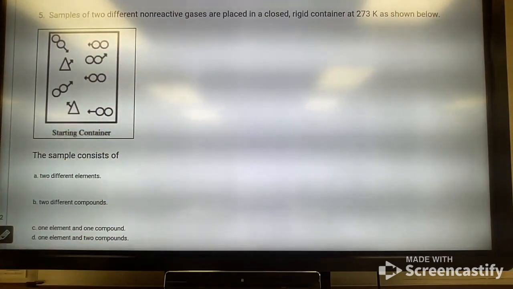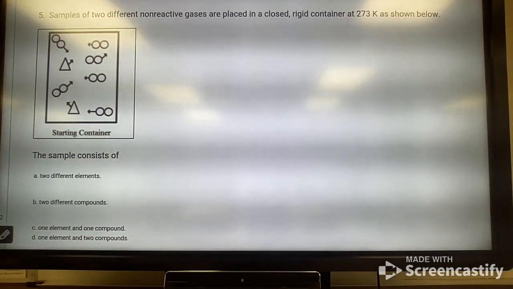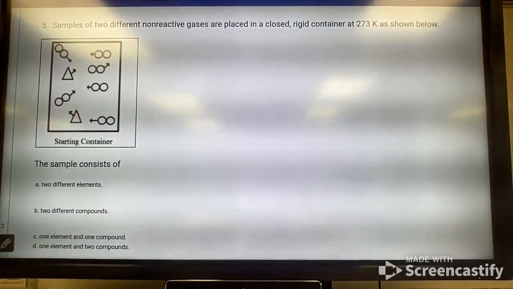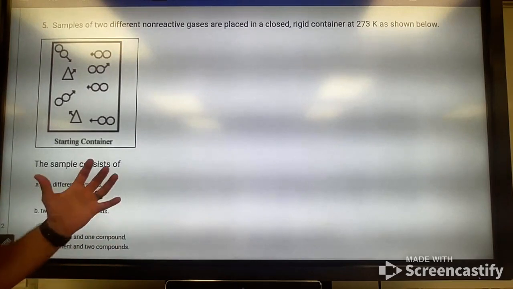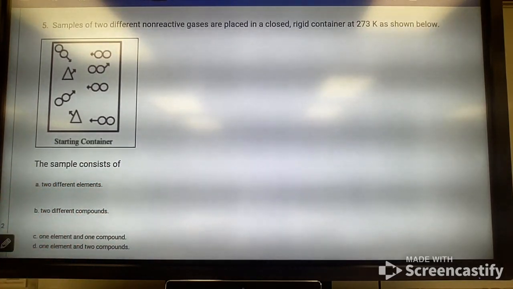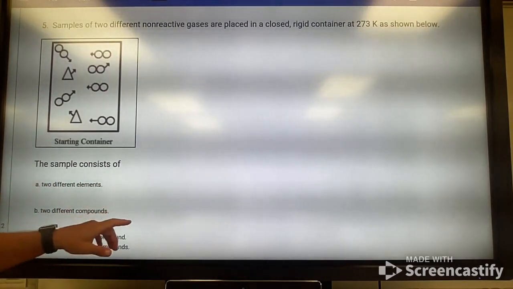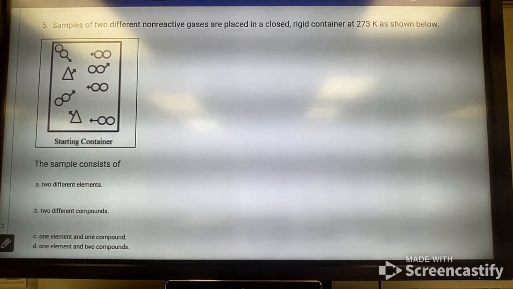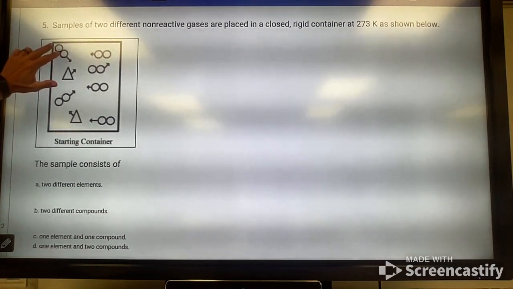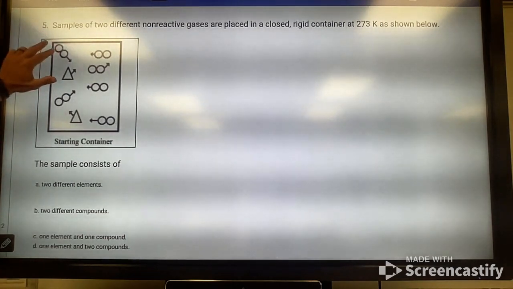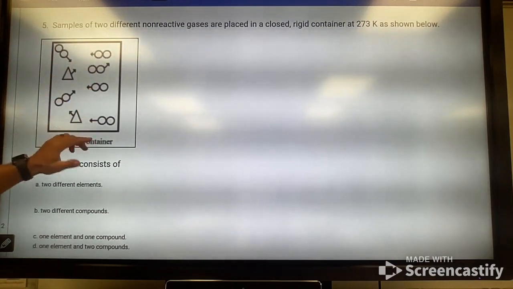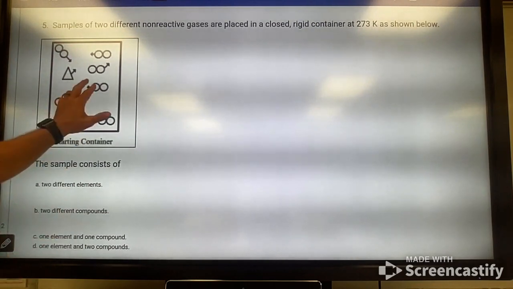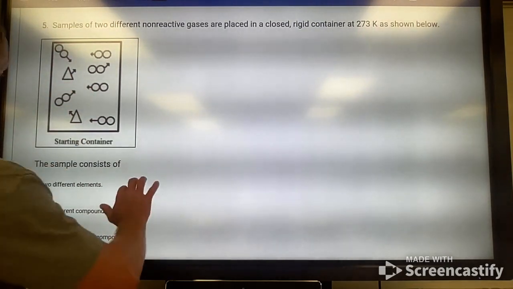Samples of 2 different non-reactive gases, they don't react with each other, are placed in a closed, rigid container, so it's not flexible, at 273 Kelvin, as shown below. Light's bad, sorry. The sample consists of, you ask about gases. So this is a diatomic element like O2. That's O2, O2, O2, O2, O2, O2. This is a monatomic element. So it is 2 different elements. This is not considered a compound. It is a diatomic element.